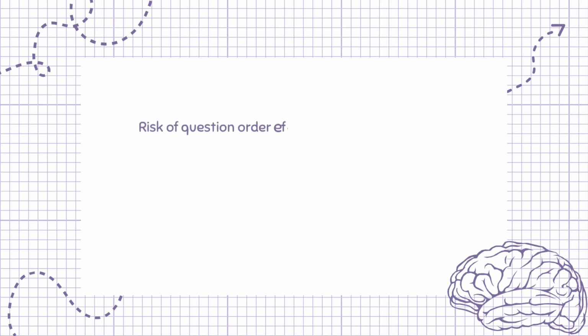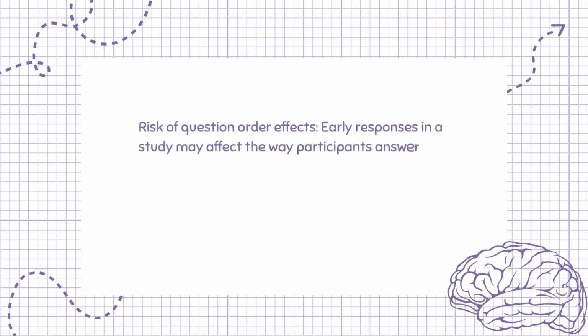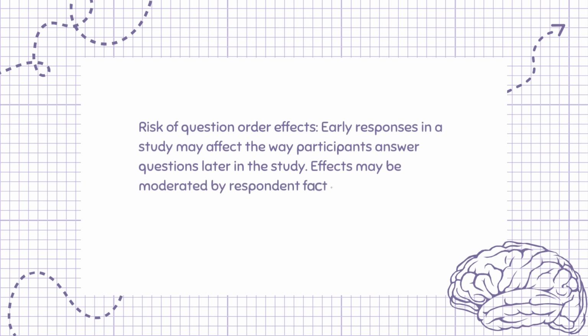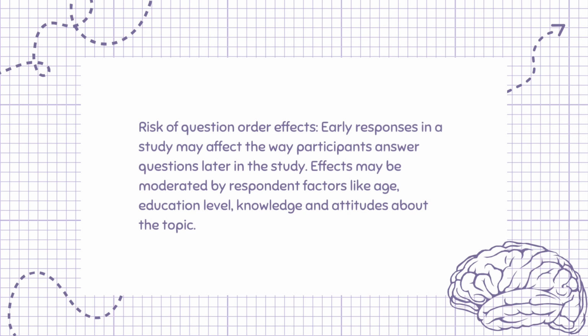Risk of question order effects. Early responses in a study may affect the way participants answer questions later in the study. Effects may be moderated by respondent factors like age, education level, knowledge, and attitudes about the topic.